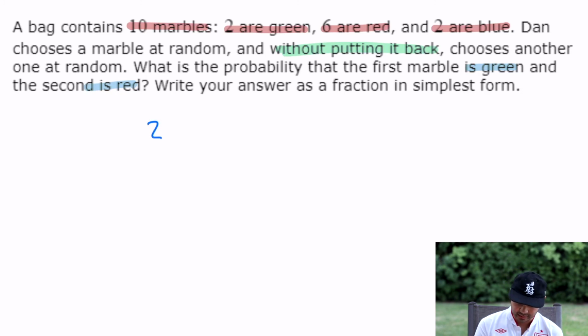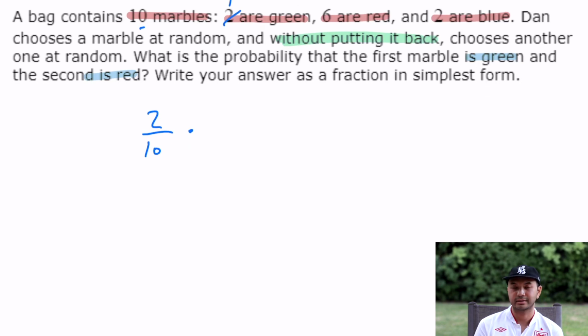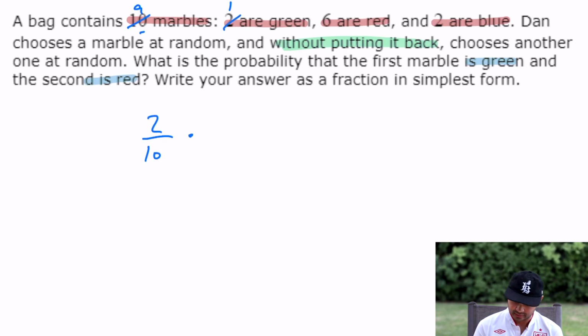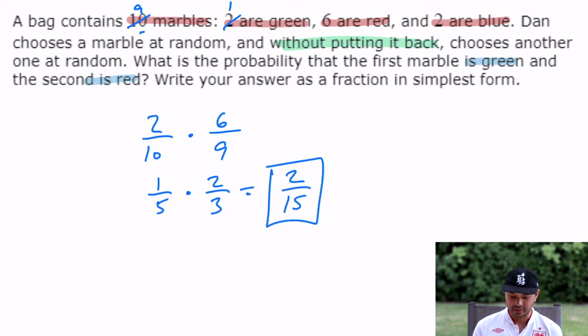So the first marble is green. There's 2 green out of, it says 10, so 2 out of 10. And the second is red. So I took away a green, so there's only 9 marbles left. So now the second is red. There are 6 red. There's still 6 red ones in there. I didn't take one out, but I took away a green one. So that means there's only 9 marbles left over. So 6 out of 9. So let's reduce this to 1/5 times 2/3. And that becomes 2 out of 15. So the probability that the first marble is green and the second marble is red is a 2 in 15 chance.